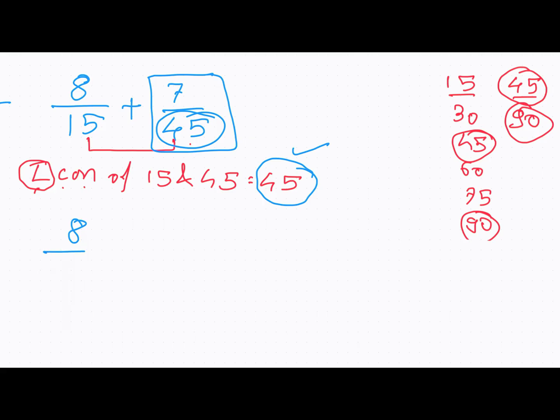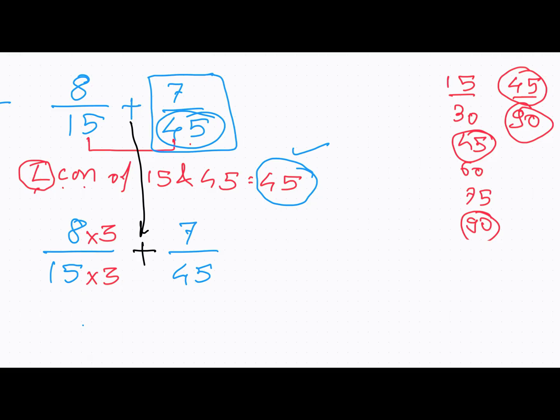For the first fraction, the denominator was 15. To make it 45, you will have to multiply it by 3. So you have to multiply the numerator also by 3. As easy, right? Then you keep the sign which was in the middle as it is. If it is positive, you give the positive sign. If it is negative, you keep the negative sign. And the second fraction, you don't have to do anything because the denominator is already 45.